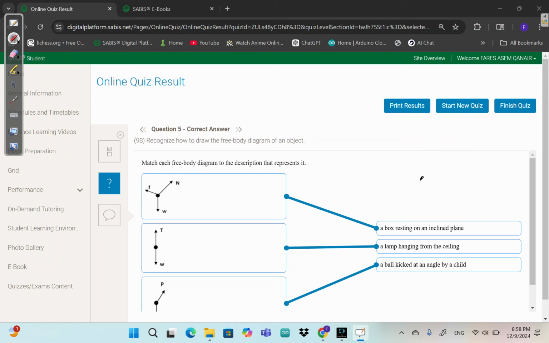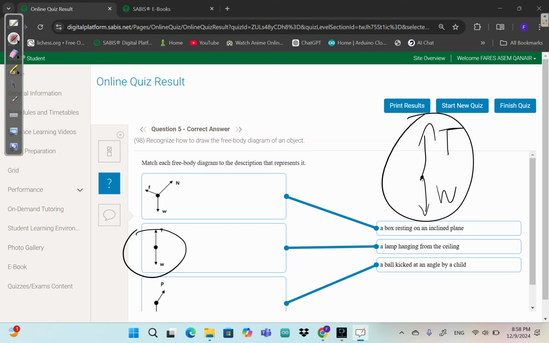A lamp hanging from the ceiling. We draw our lamp, it's going to be pulled down by weight and pulled up by tension. Since it's held up by a rope, we go check, and this is the closest one to our free body diagram. So that's our answer.